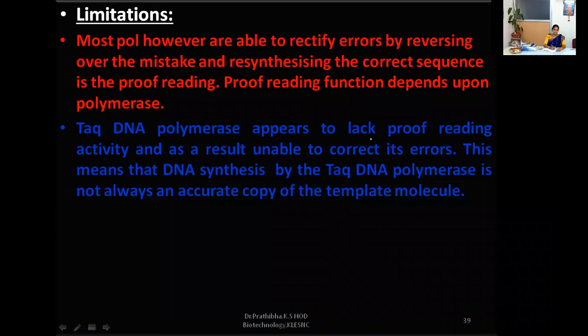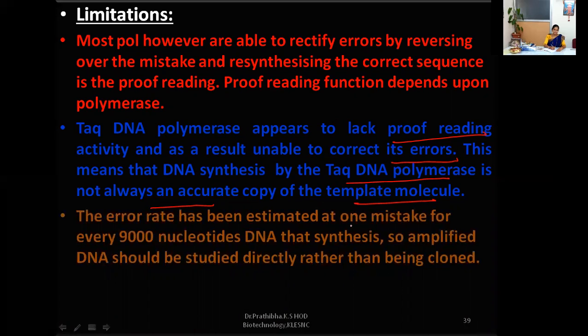So Taq DNA polymerase lacks proofreading activity and as a result is unable to correct its errors. This means that DNA synthesized by Taq DNA polymerase is not always an accurate copy of the template molecule. The error rate has been estimated at one mistake for every 9,000 nucleotides synthesized. So amplified DNA should be studied directly rather than being cloned. Directly studying means we can use the electrophoresis technique or the DNA sequencing method to study these PCR products.